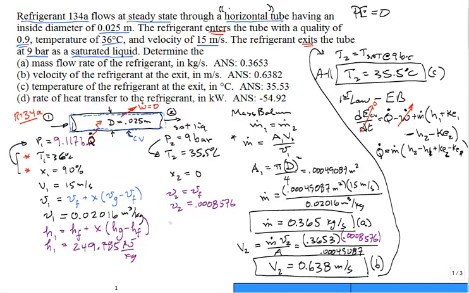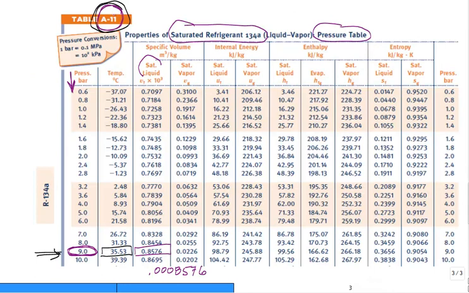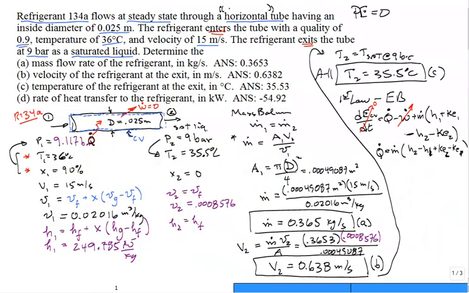What about H2? Well, H2, just like V2 was V sub F, this is H of F at the 9 bar. So we go to our table A11 at 9 bar, and we look across and we pick out the saturated liquid enthalpy of 99.56. So this is 99.56 kilojoules per kilogram. Okay, so it's like we did a little work and we got it, did a little work and we got it.